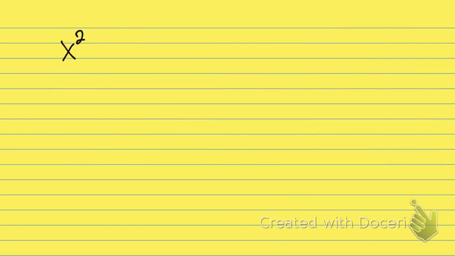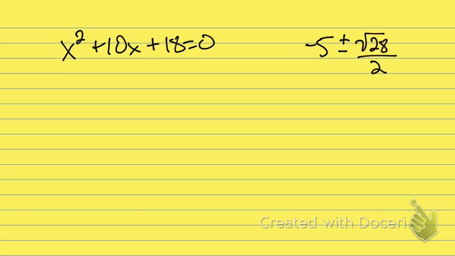This one's going to be a little bit of a challenge. I'm going to give you the answers. Okay? You need to make sure you can do the work to get there. The answer to this is negative 5 plus or minus the square root of 28 over 2. So don't worry about anything except you're going to make your work match this.